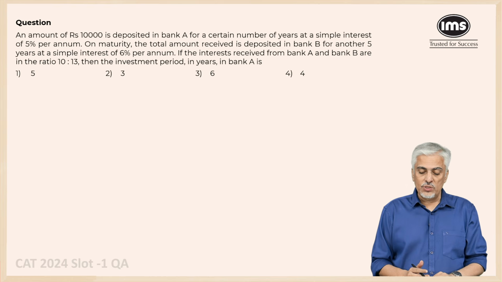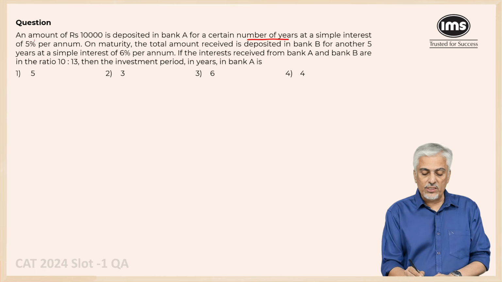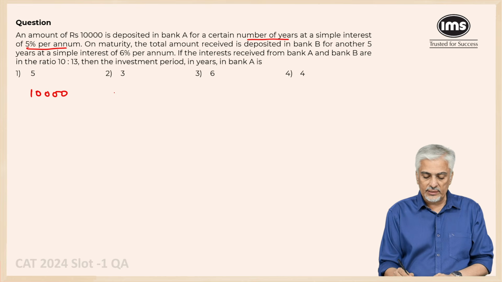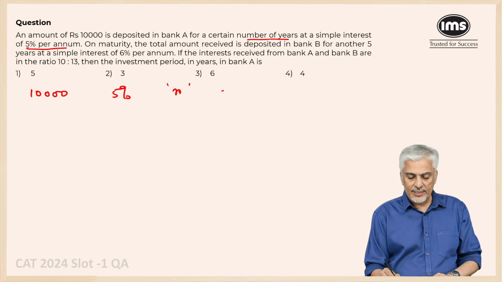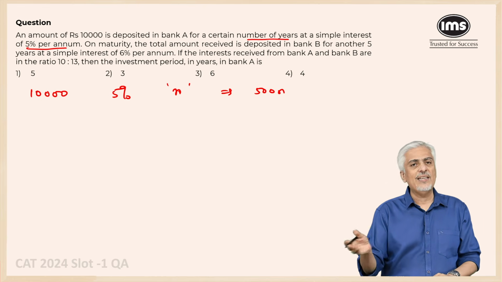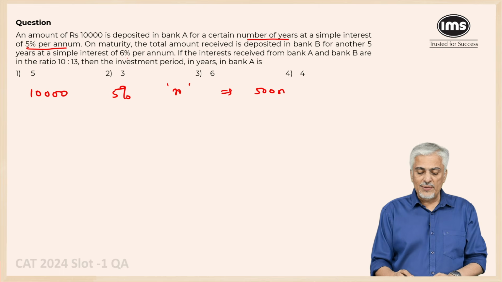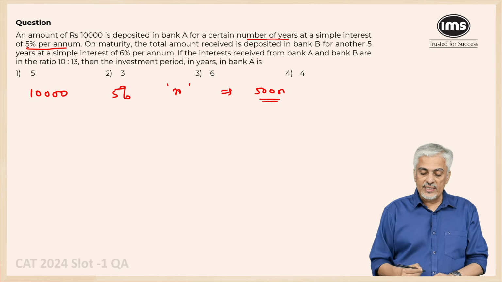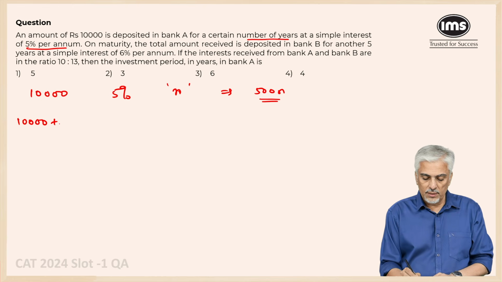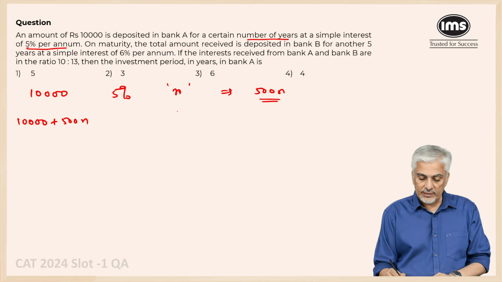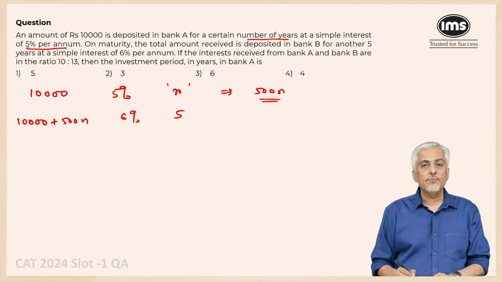An amount of rupees 10,000 is deposited in a bank for a certain number of years. So I don't know the number of years, at a rate of 5% per annum. So 10,000 rupees deposited at 5% per annum for n years, say. We don't know how many years. So the total simple interest earned would be 500n, simple PNR upon 100, right? On maturity, the total amount received, that means the 10,000 plus the 500n, is deposited in the bank for another 5 years. So 10,000 plus 500n is deposited for 5 years at 6%, right?